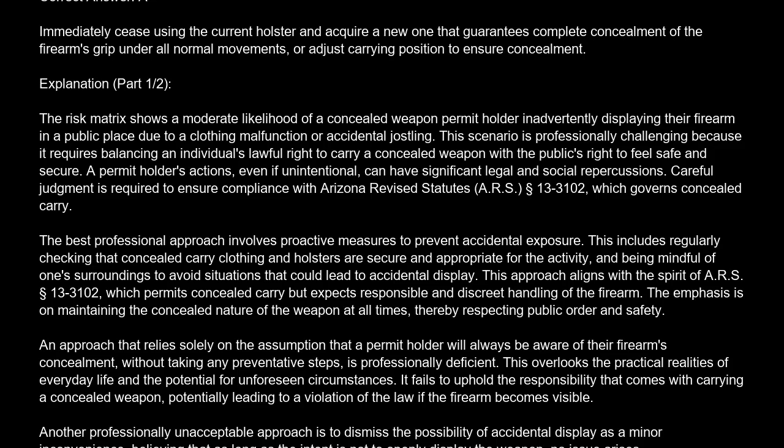The correct answer is A. Immediately cease using the current holster and acquire a new one that guarantees complete concealment of the firearm's grip under all normal movements, or adjust carrying position to ensure concealment. Explanation: the risk matrix shows a moderate likelihood of a concealed weapon permit holder inadvertently displaying their firearm in a public place due to a clothing malfunction or accidental jostling.